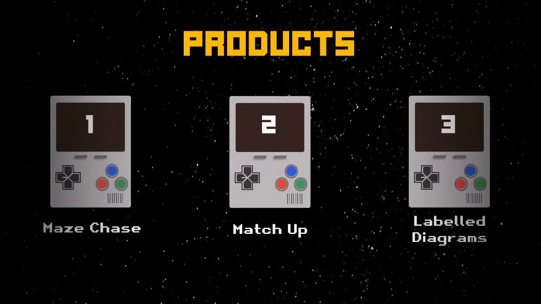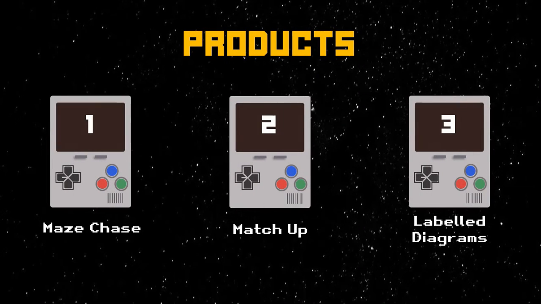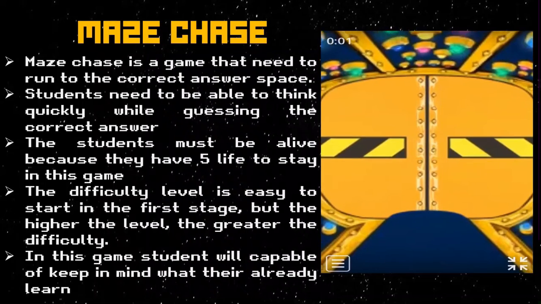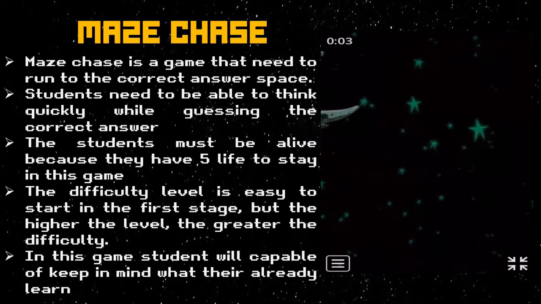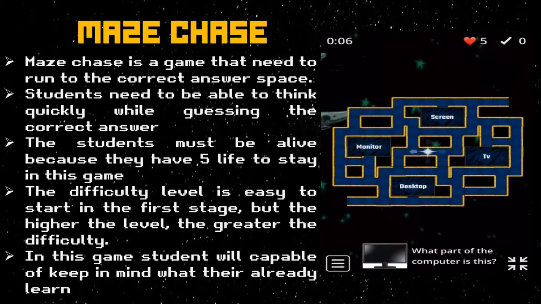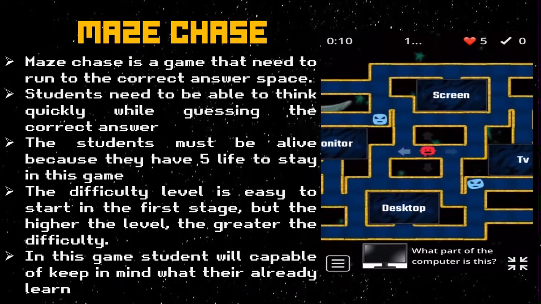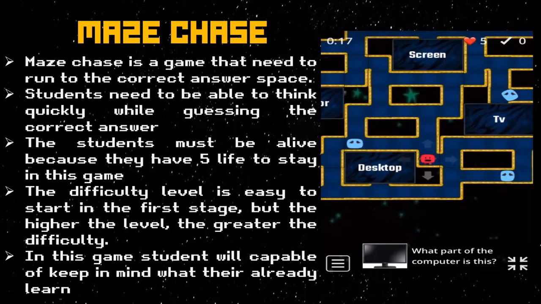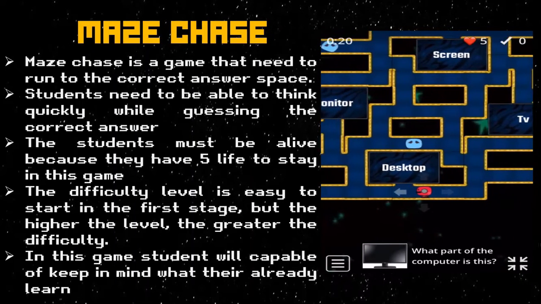Next slide is product. We have 3 interesting selections involved in educational board games, which are Maze Chase, Match Up, and Label Diagram. Our first product is Maze Chase. Maze is a collection of paths that typically go from an entrance to a goal. Maze Chase is a game that needs you to run to the correct answer zone. Students' fast action is required to escape and outrace the opponent in the maze within the time limit.